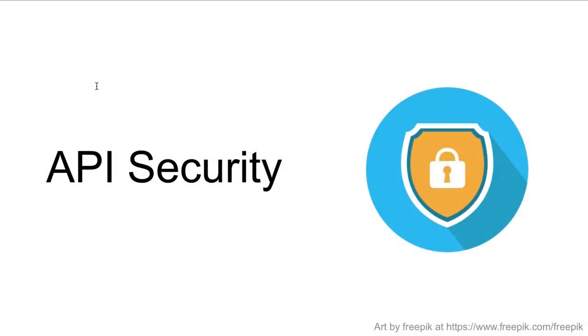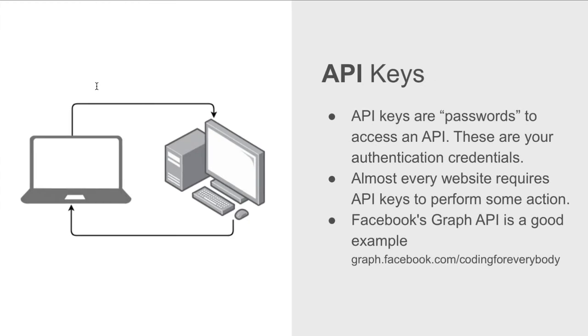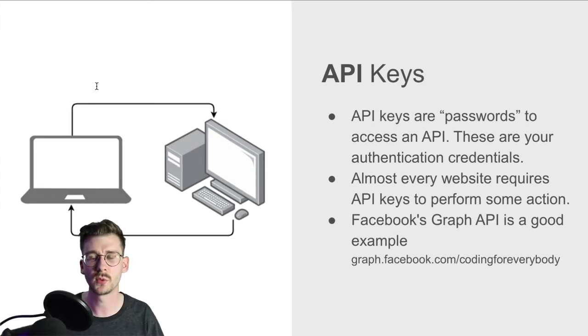Okay, lastly, let's talk about API security. API keys are basically your passwords. It's like logging into a website with your username or your email address and your password. API keys are your authentication credentials. Basically, every website requires API keys, and Facebook's Graph API is a good example.